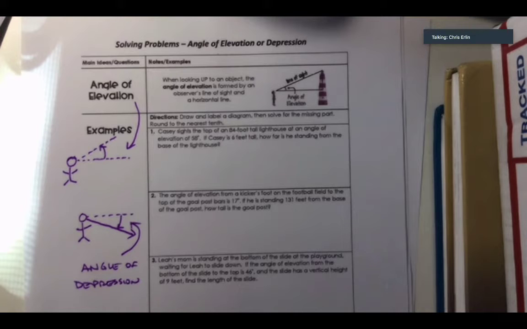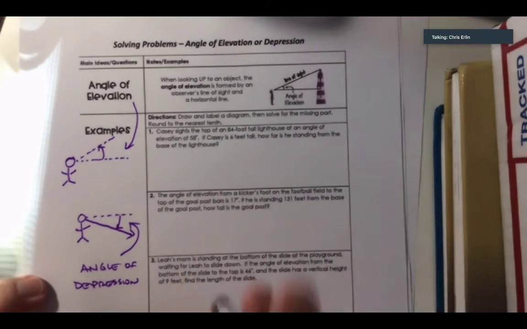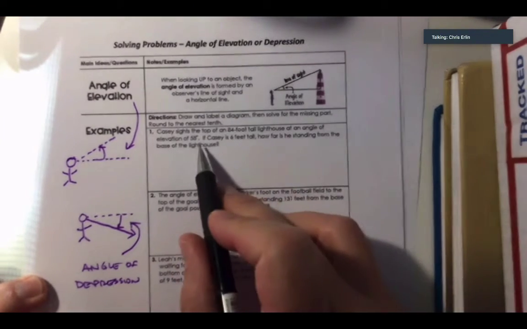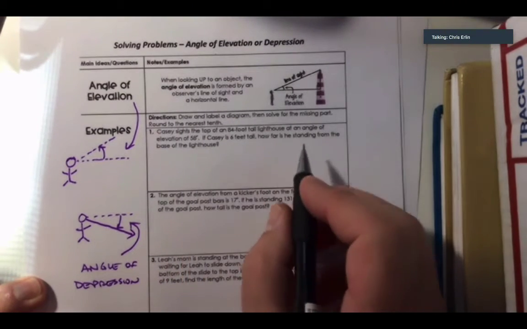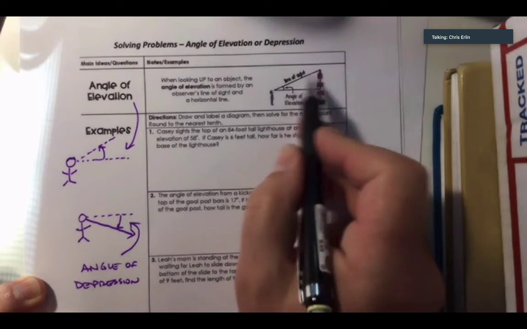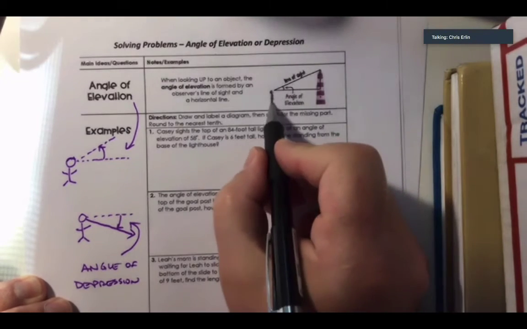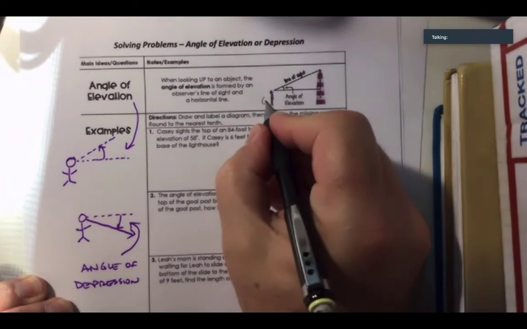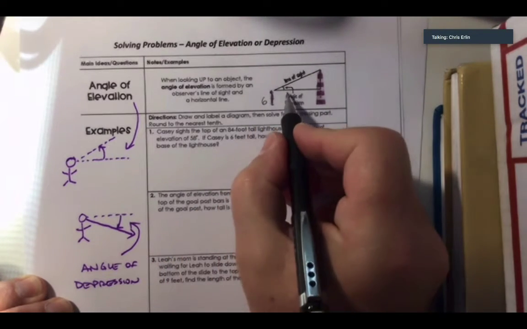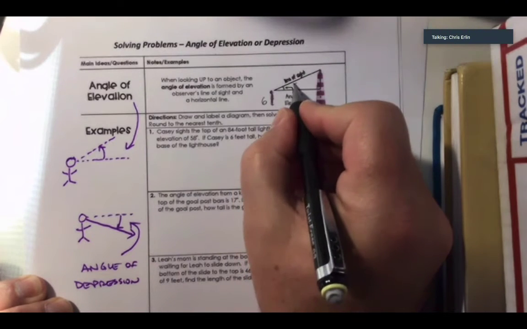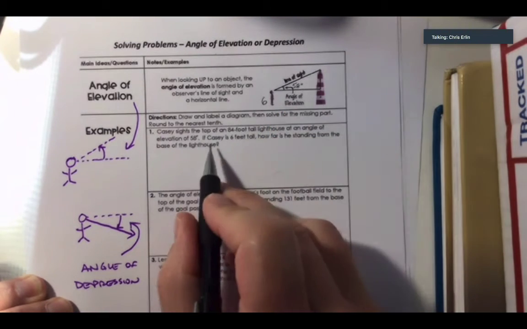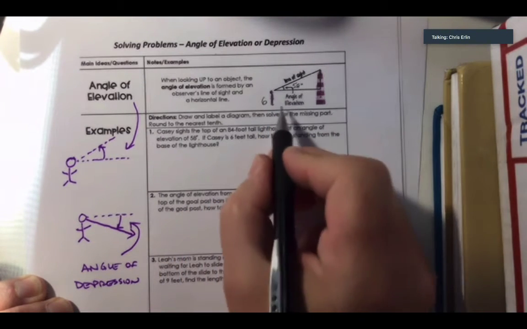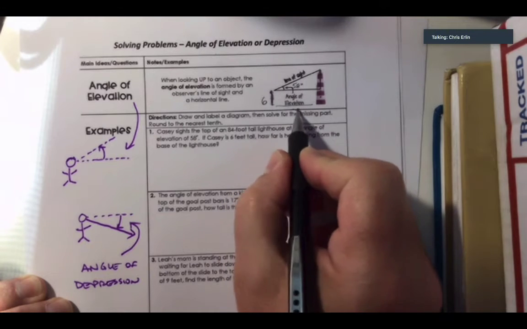So for example, problem number 1. Casey sights the top of an 84-foot tall lighthouse at an angle of elevation of 58 degrees. This is actually the picture that's up here. If Casey is 6 feet tall, and we know that the angle of elevation, which is right there, is 58 degrees, how far is he standing from the base of the lighthouse? We're looking for this distance here.